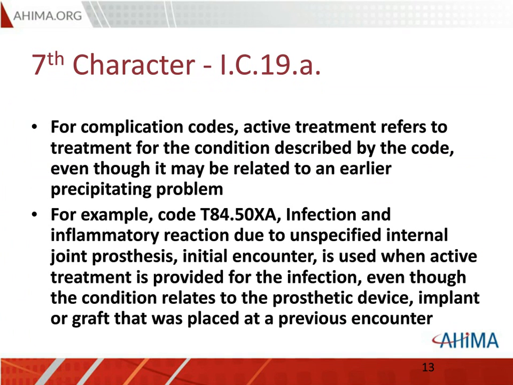This guideline was also new. It's part of 1C19A as well, and it was just added to help us understand the 7th characters when we're talking about complications. When we're actually treating a specific problem, such as an infection or an inflammatory reaction, some folks got a little concerned about examples listed here when the joint prosthesis was inserted many years ago. So what 7th character do we use? This guideline tells us that if we're giving active treatment now, we're going to use that A for the 7th character.